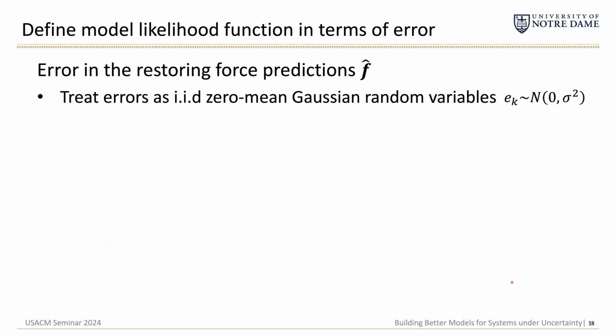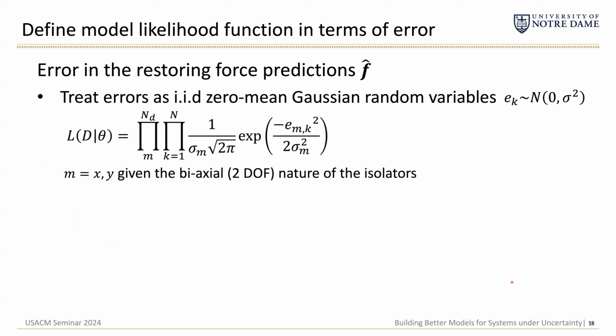So once we know that, we actually now have to define the likelihood. That then becomes the main task. And we're going to define our likelihood function in terms of the error between our predicted restoring forces and our measured or observed restoring forces. And we're going to treat these errors as being independently and identically distributed zero mean Gaussian random variables. As such, our likelihood function becomes a nice expression of the product rule, where again, our error is just given as that deviation between our model prediction and measurement.